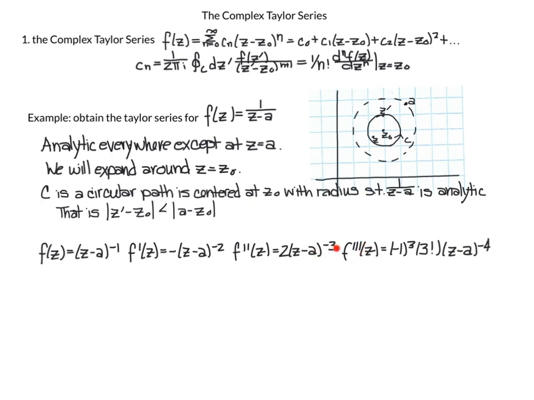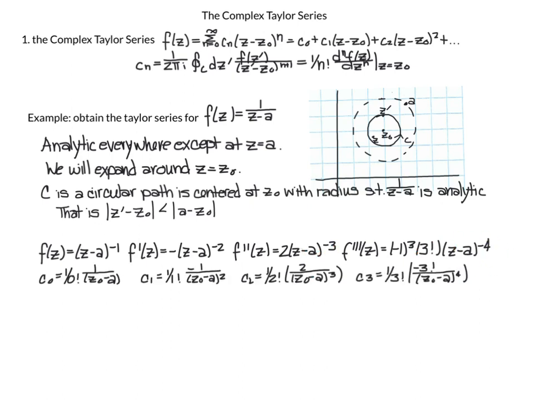Now I'm going to have, in this case, I started seeing the pattern. I'm going to alternate my negative sign. Then I'm going to have 3 times 2, which is 3 factorial, because it's 3 times 2 times 1, z minus a to the minus 4.